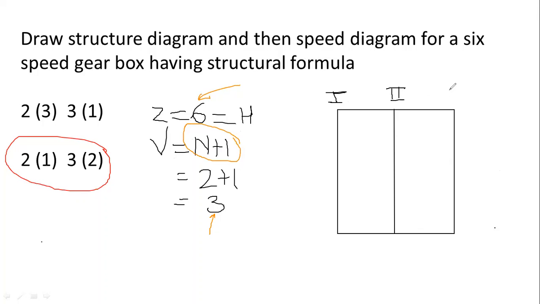This is the intermediate shaft, and this is the third shaft, the output shaft. So in total, 3 vertical lines, 3 shafts, I have drawn. Next, what do I need to do? I need to draw these 6 horizontal lines now, right? So let me start by drawing the horizontal lines.